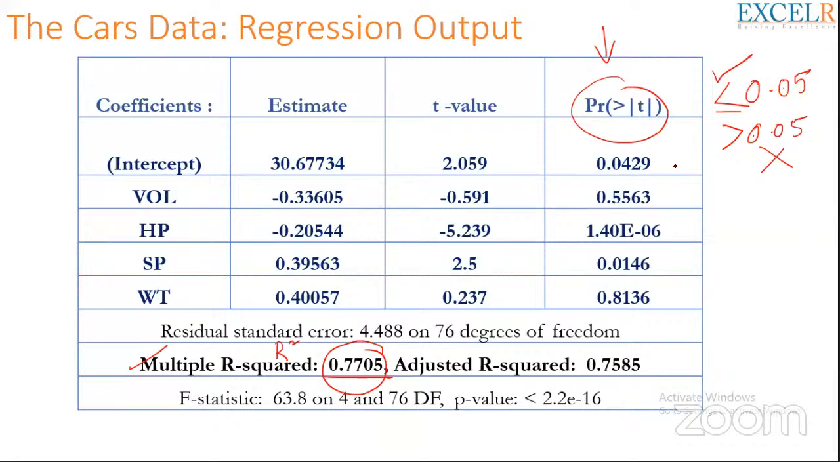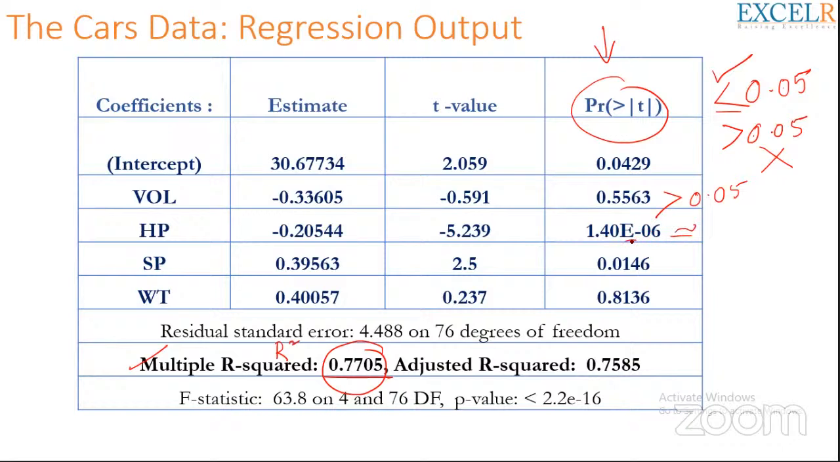So anyway, intercept, we don't have to check that. Even though this is more than or less than, still you have to use it. The second one here is volume. Is volume significant? No. This is more than 0.05. This is not significant. This one, yes.